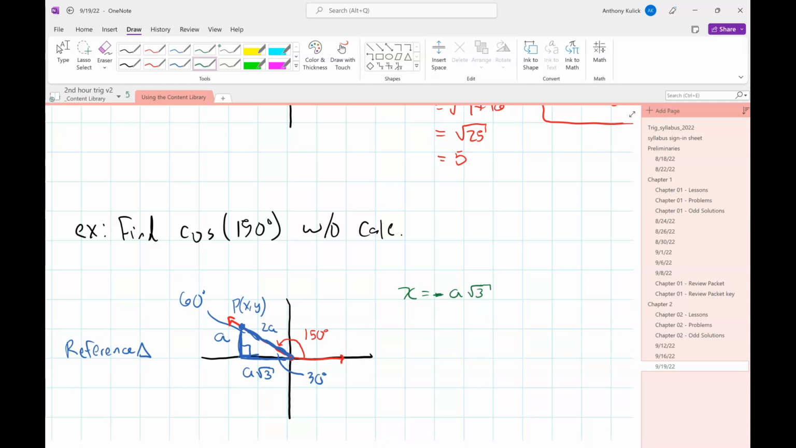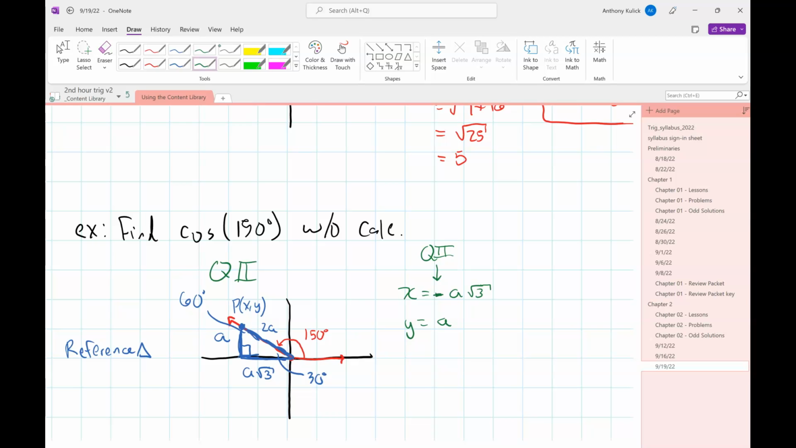The x-coordinates I know are all negative in quadrant 2, right? Because we've gone to the left. Everybody's cool with that? The y value is going to be a, just positive. Now, this stinks. I don't want these stupid variables rattling around inside of these coordinates.